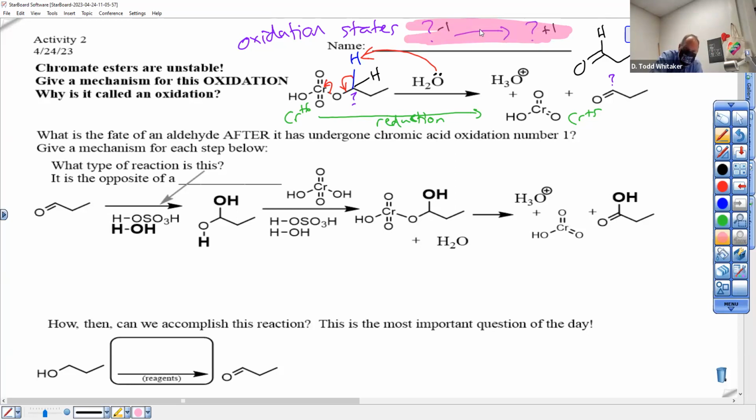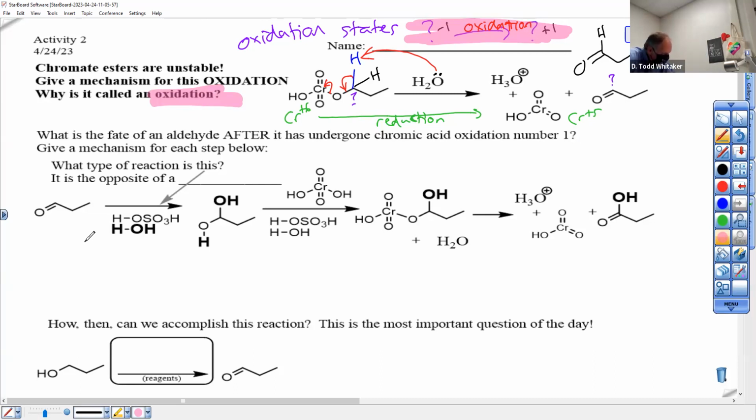Going from -1 to +1 is called what? Thank you. There's the answer to the question, right? Question mark became oxidized. Oxidation. Just highlight the answer. I'm getting more and more into non-verbal answers.